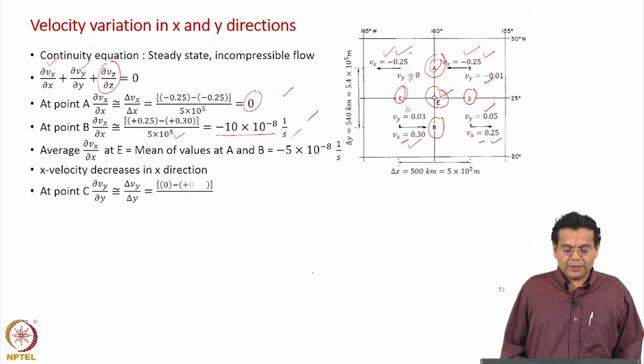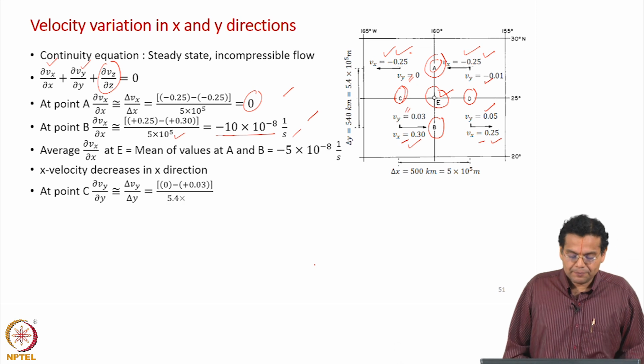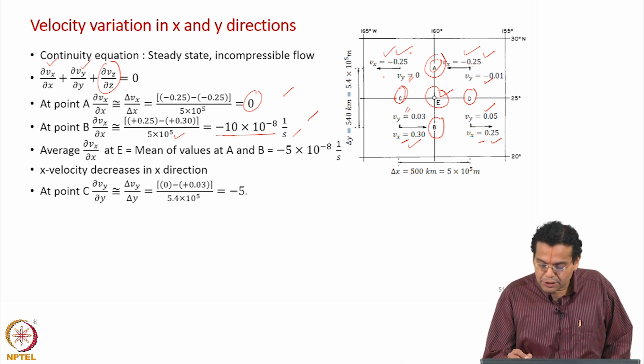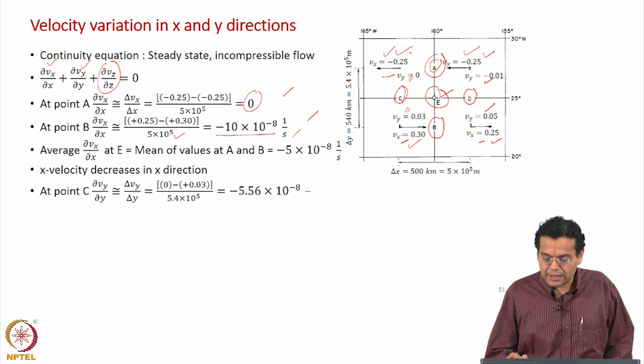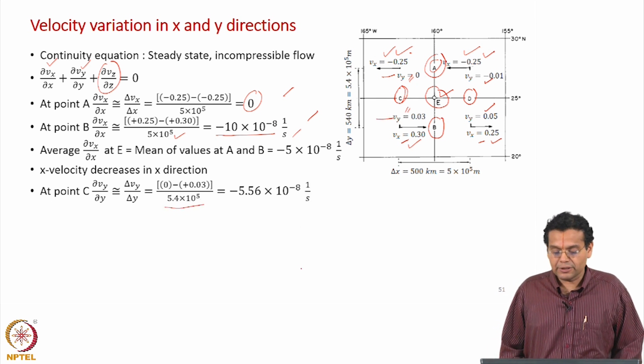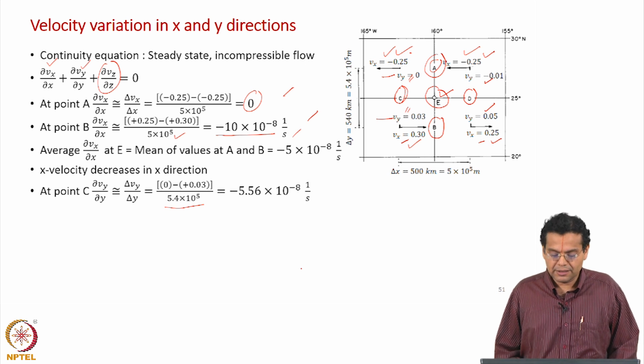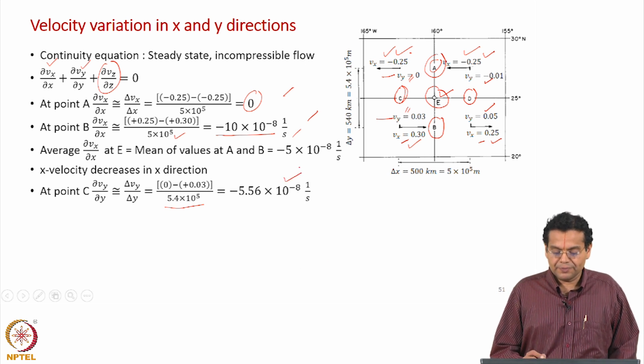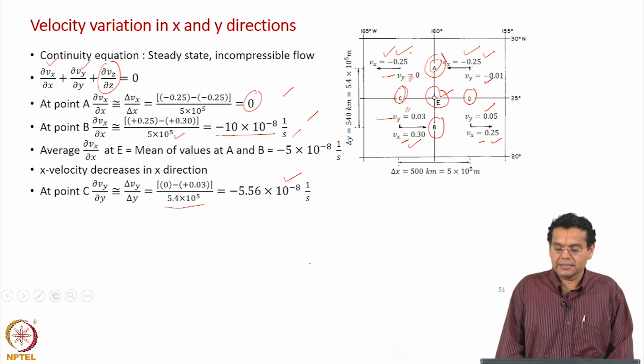So, once again ∂vy/∂y is Δvy/Δy. What are the velocities? It is 0 here and then minus 0.03, and the distance between them is 5.4 × 10^5 meters, 540 kilometers, okay. And so, you get a negative value, minus 5.56 × 10^-8.